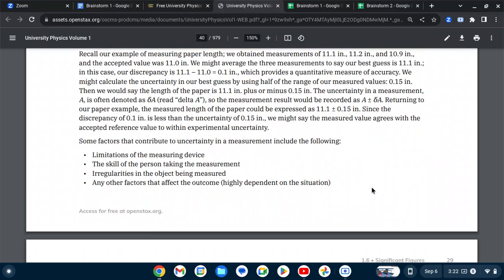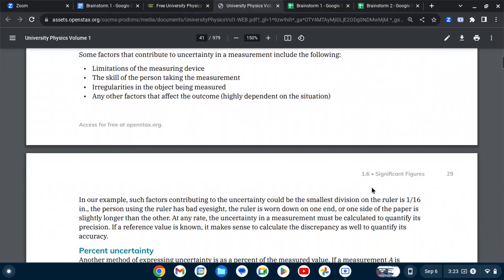Returning to our paper example, the measured length of the paper could be expressed as 11.1 plus or minus 0.15 inches. Since the discrepancy of 0.1 inches is less than the uncertainty of 0.15 inches, we might say that the measured value agrees with the accepted reference value within experimental uncertainty. Some factors that contribute to uncertainty in a measurement include the following: limitations of the measuring device, the skill of the person taking the measurement, irregularities in the object being measured, and other factors that affect the outcome.